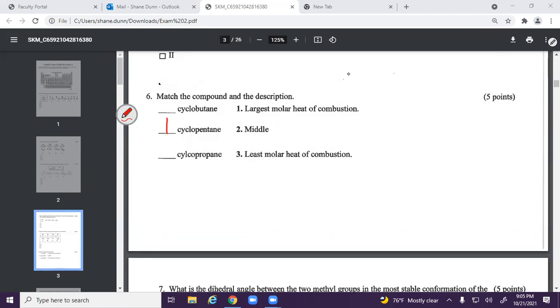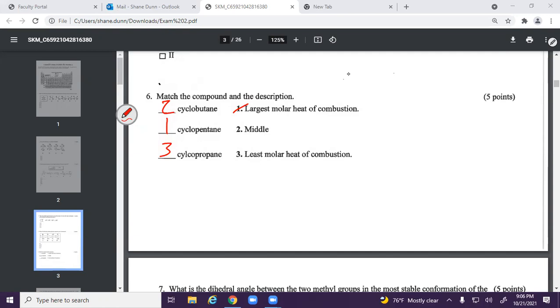So what's the next one? Good. Heat of combustion is different than ring strain. Make sense? Do not confuse those two.